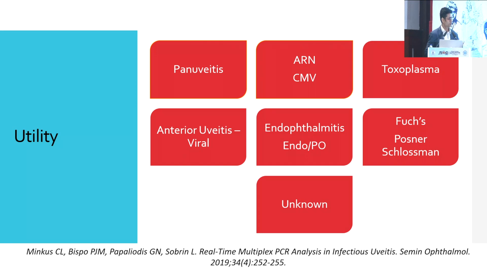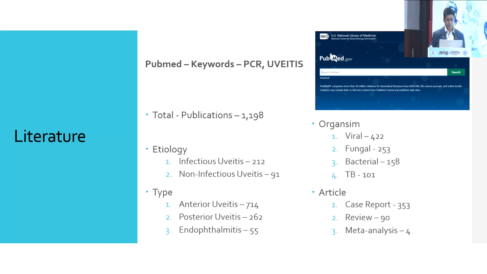Even as I showed in the case, toxoplasma retinitis can be confusing. In those cases, we can go ahead. In cases of anterior uveitis, where you want to confirm a viral etiology, you can go ahead with PCR. And some associations like Fuchs and Posner-Schlossman have associations with viral etiology. In those cases, you can do a PCR.